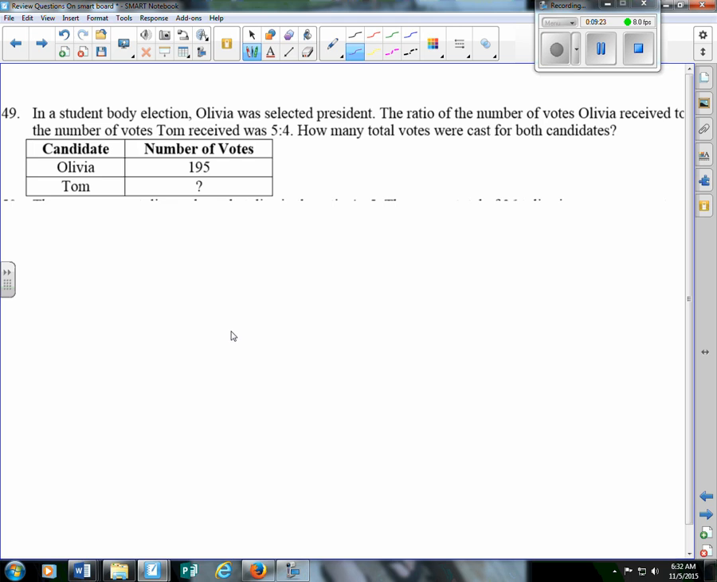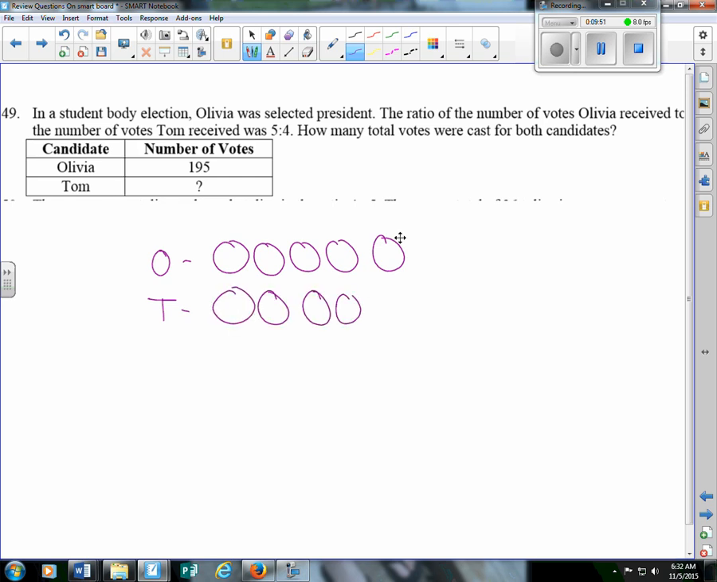In a student body election, Olivia was selected president. The ratio of the number of votes Olivia received to the number of votes Tom received was 5 to 4. How many votes were cast for both candidates? I'd immediately set up my model. Olivia to Tom, and we know that it's 5 to 4. So 1, 2, 3, 4, 5 for Olivia. Tom got 4. 1, 2, 3, 4. We know that Olivia received 195. So 1, 2, 3, 4, 5.